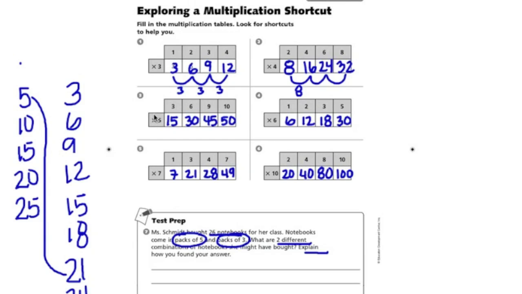Now I'm going to need to pick some of these other numbers to check. So I could think of which numbers I know are going to equal 26. And right away I can see 20 plus 6 equals 26. After you have found your matches, go ahead and explain your answer. How I would explain this is that I wrote down the different multiples of both 5 and of 3 and looked for numbers that matched up to 26.